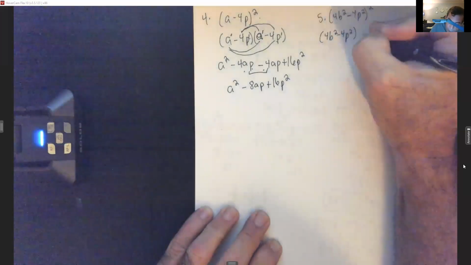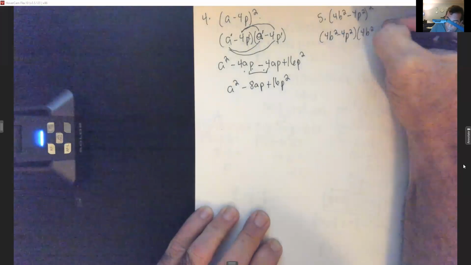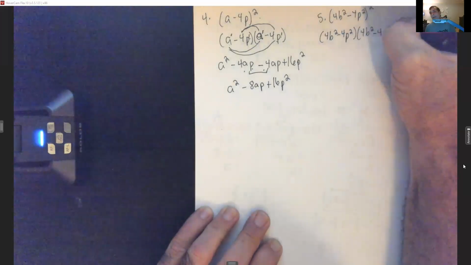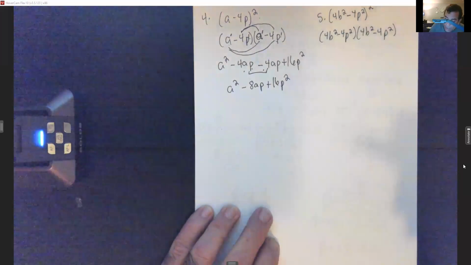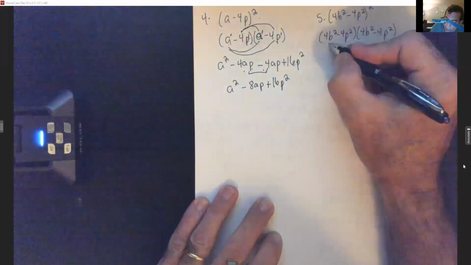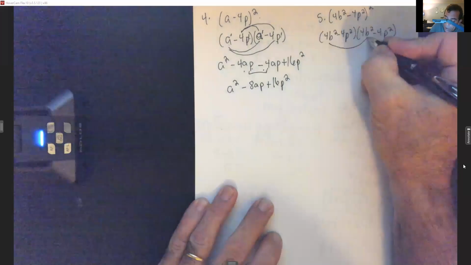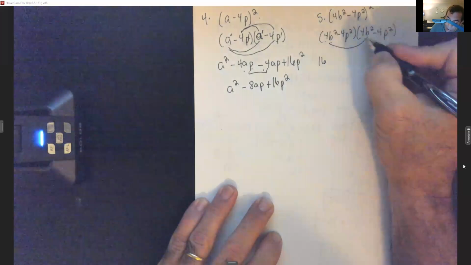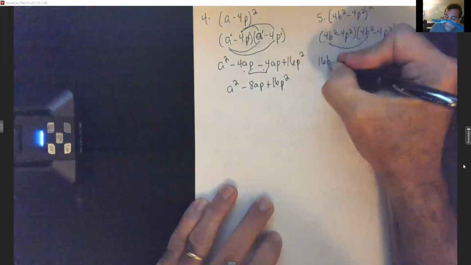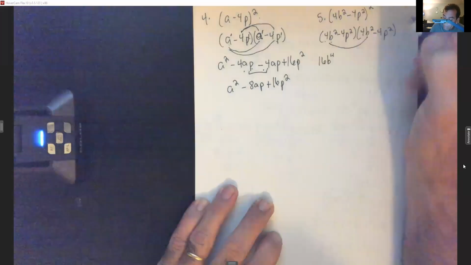So 4B squared minus 4P squared. All right, wrote that twice, and once again, we're going to FOIL. So the 4B squared times 4B squared, 4 times 4 is 16. B squared times B squared is B to the 4th. I added 2 plus 2 to get 4.